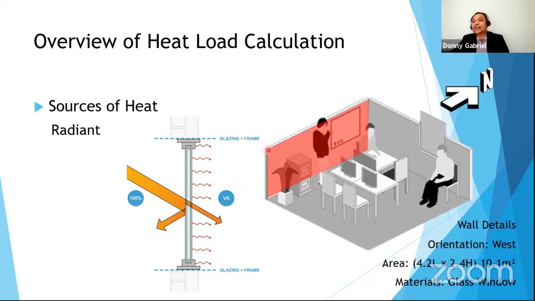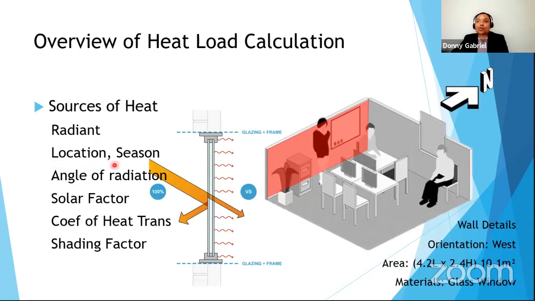So let's say this wall orientation is west side, north side being this way. The area would be 2.4 by 4.2. Total area, square footage, is 10.1 square meter. What will be the radiant heat coming from here? Now, when we do radiant heat calculation, we consider a few things.